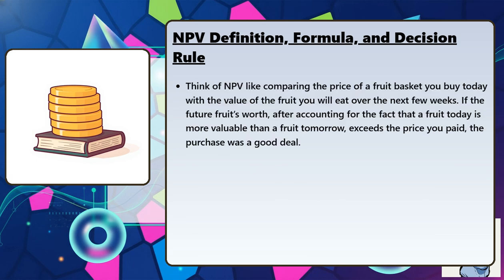Think of NPV like comparing the price of a fruit basket you buy today with the value of the fruit you will eat over the next few weeks. If the future fruit's worth, after accounting for the fact that a fruit today is more valuable than a fruit tomorrow, exceeds the price you paid, the purchase was a good deal.